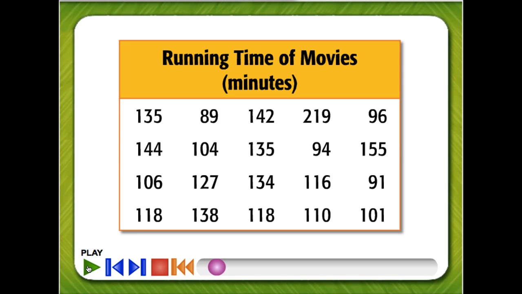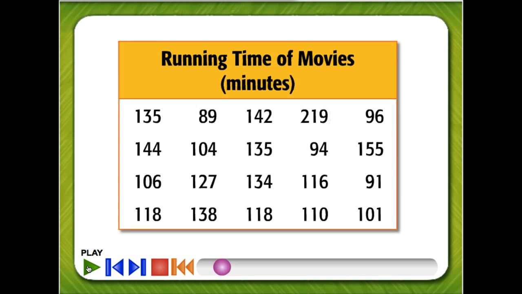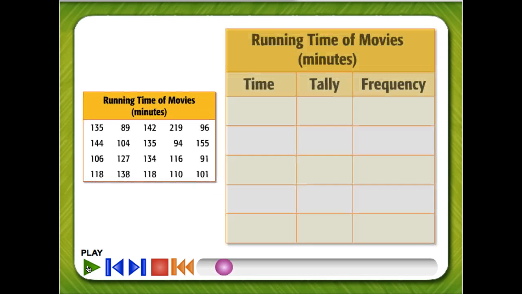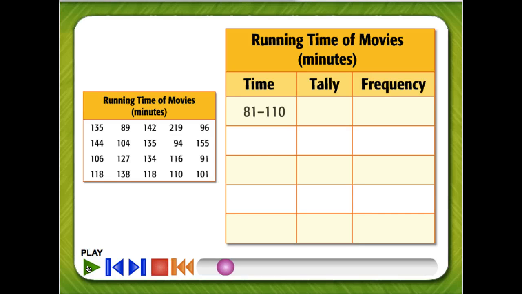Looking at the running times, we can see that the least value in the data is 89 and the greatest value is 219. Now we'll choose intervals and make a frequency table of the data. Since the range of the data is 130, we can use an interval size of 30 minutes. Make sure no number appears in more than one interval.